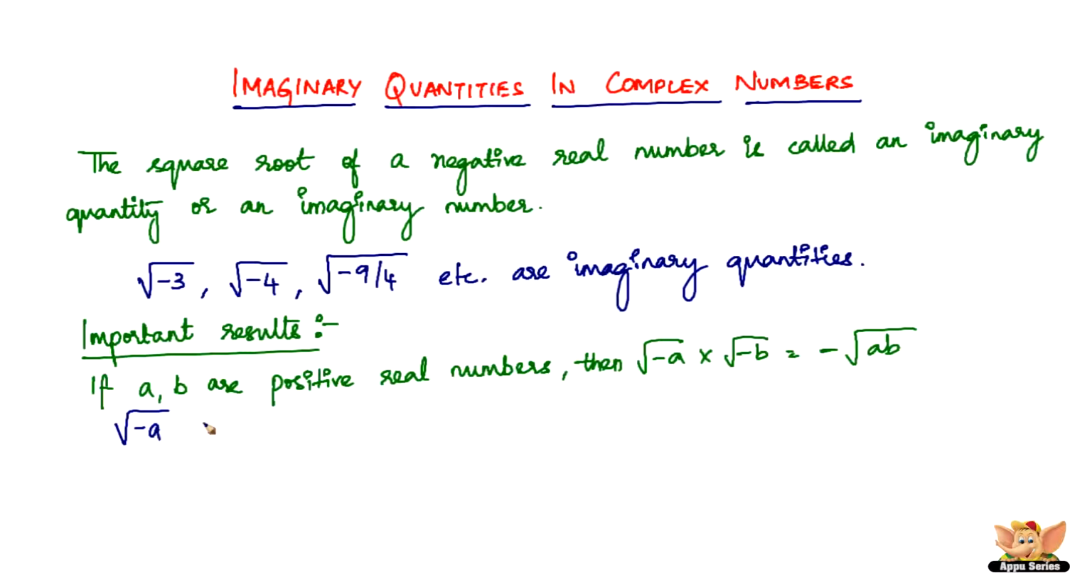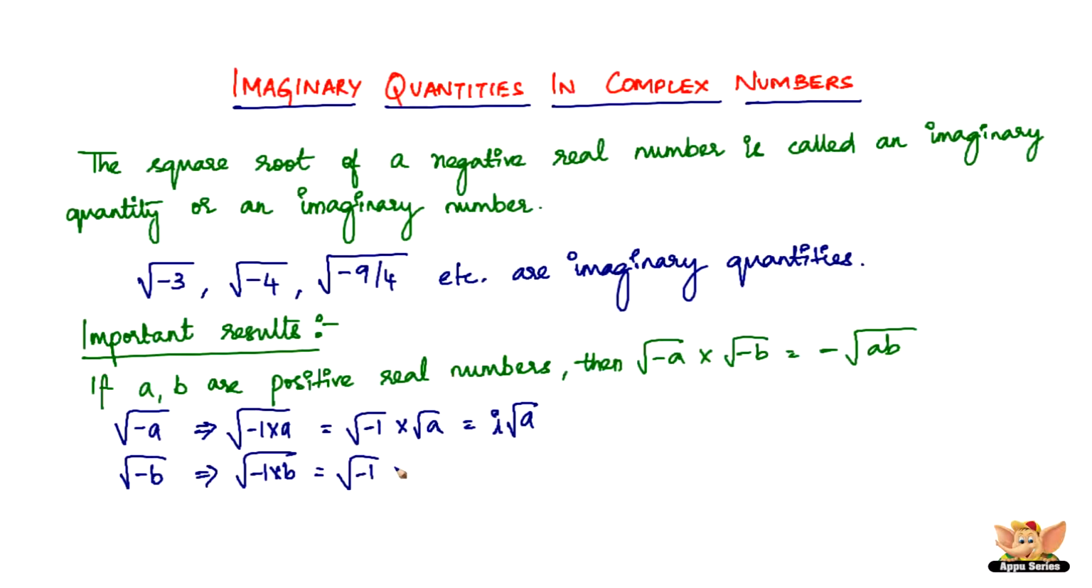Square root of -a can be written as square root of -1 times a. This can be written as square root of -1 into square root of a. We know that square root of -1 is nothing but i, so it'll be i times square root of a. Now, we have square root of -b, which is the same thing, square root of -1 times b, which can be written as square root of -1 times square root of b. And we have square root of -1 as i, so it'll be i times square root of b.